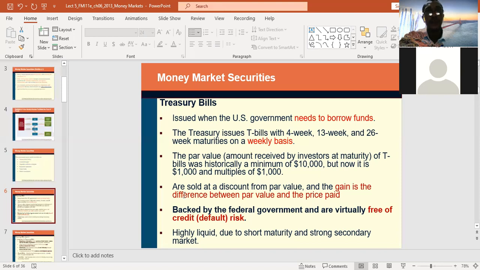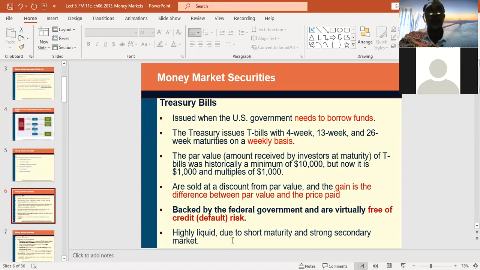Concerning the risk of the Treasury bills, it is backed by the government. Because the government will always exist, it is unlikely that the government will default. So the default risk is very low. And sometimes they also call it risk-free security.